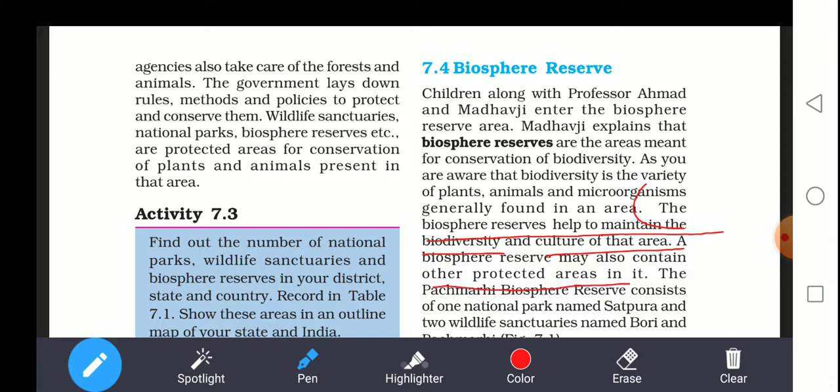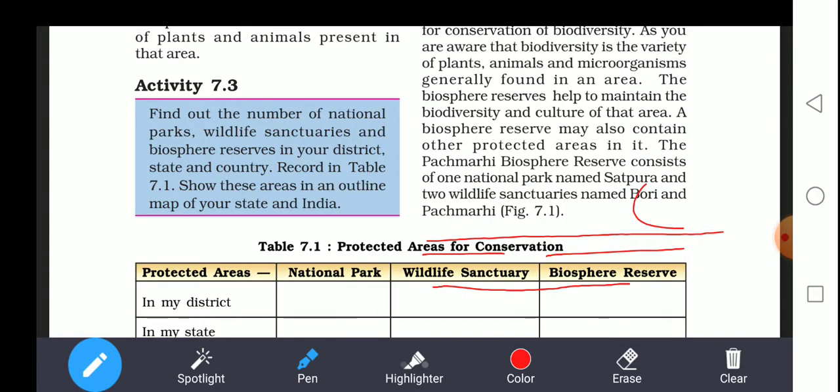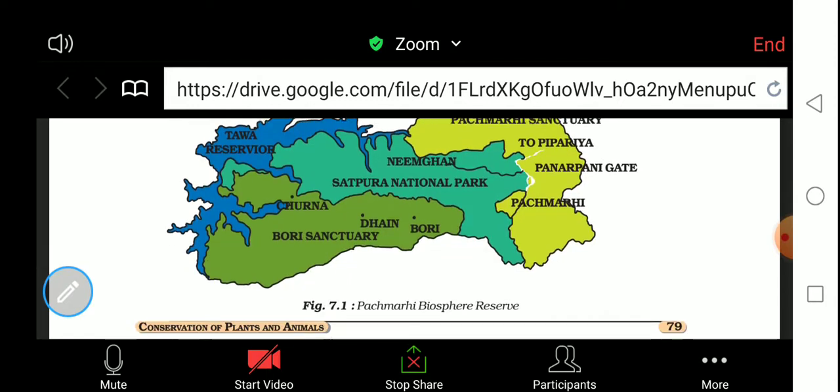The Pachmarhi Biosphere Reserve consists of one national park named Satpura and two wildlife sanctuaries named Bori and Pachmarhi. This area where the Pachmarhi Biosphere Reserve is located, in Madhya Pradesh, is Satpura. So you have to underline and remember all the wildlife sanctuaries found in Madhya Pradesh. Your homework today is table 7.1, which you have to do by yourself, and this is the Pachmarhi Biosphere Reserve area, also a protected area.